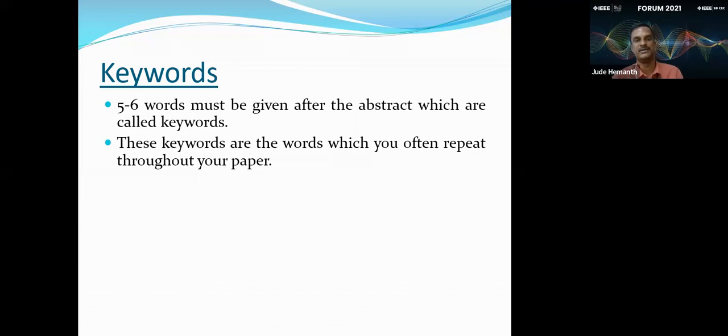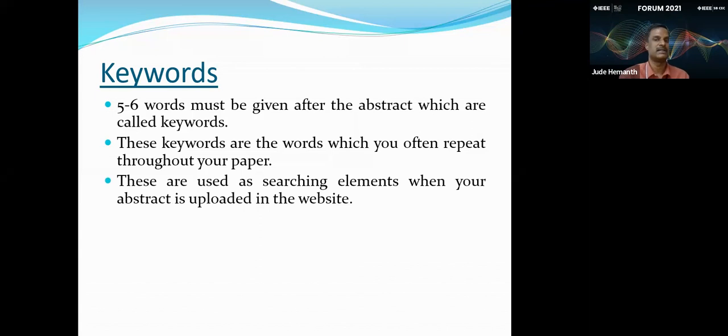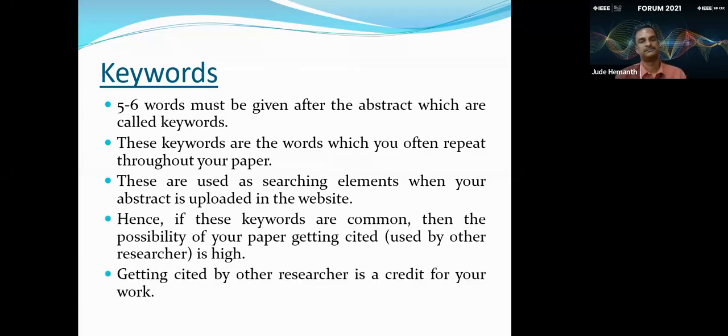So make sure you give the keywords. What are the keywords? They are the words which are often repeated throughout your paper. So a contradictory point is your title should have the specific contents. Keywords should have more general contents. If you are specific in your keywords, then the chances of your paper coming out in Google is very, very less. Getting cited by another researcher is a credit for your work.